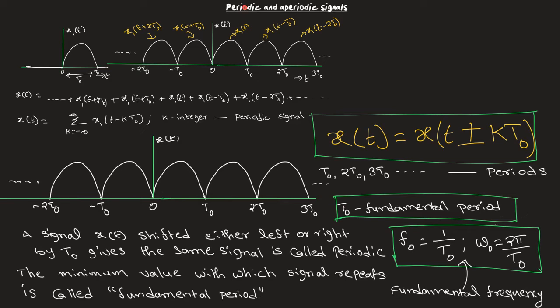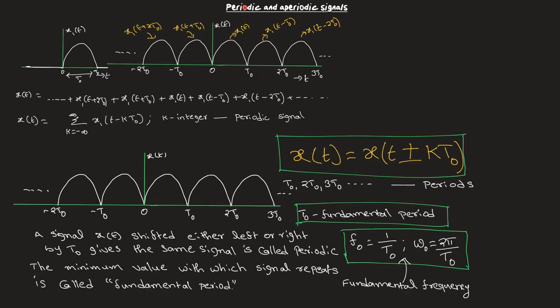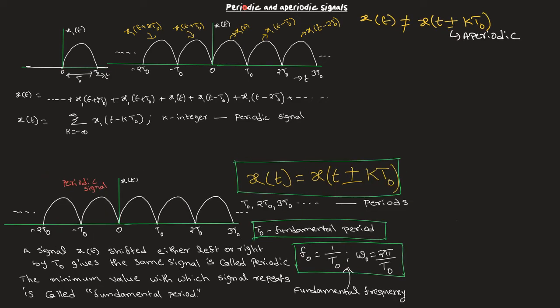The way you are identified with your name, in a similar fashion, periodic signals will be identified with fundamental period or fundamental frequency. A signal which does not satisfy this condition is called an aperiodic signal. Such a signal expression can be given as x of t not equal to x of t plus or minus k t naught. Examples for such an aperiodic signal are shown as follows.